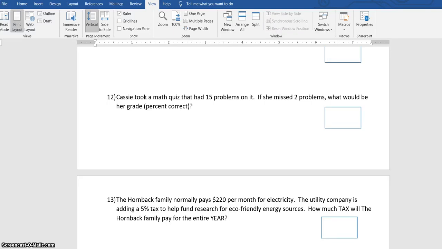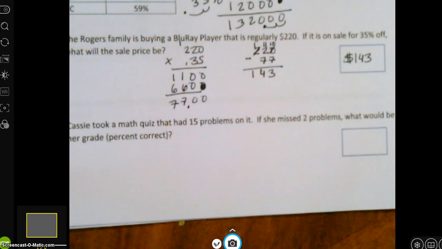So we are going to do a few more problems on the test review. Number 12 says, Cassie took a math quiz that had 15 problems on it. If she missed 2 problems, what would be her grade? Grade meaning what is the percent correct?